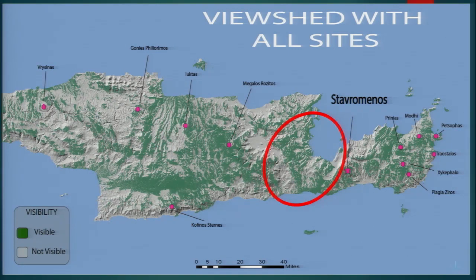However, when I added the site of Effendi Stavromenos to the viewshed, the gap closes. So all of this closes in right there. No one has used this site in previous research. It shows that without this site, the viewshed of the island would not have been connected between central and eastern Crete.